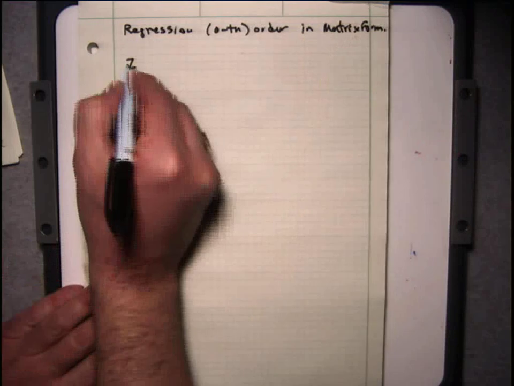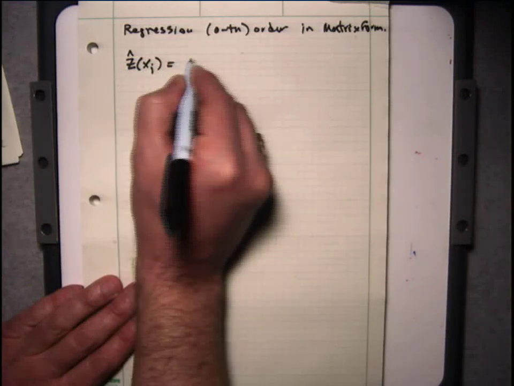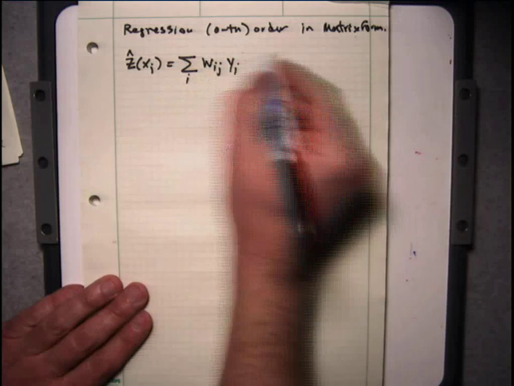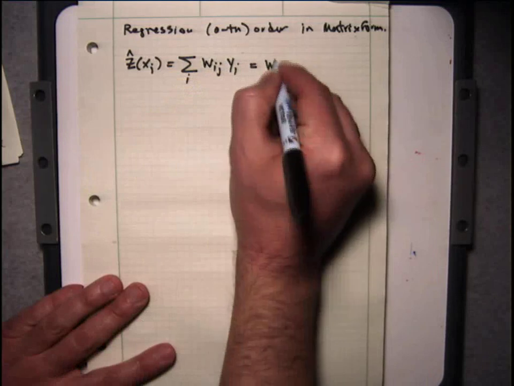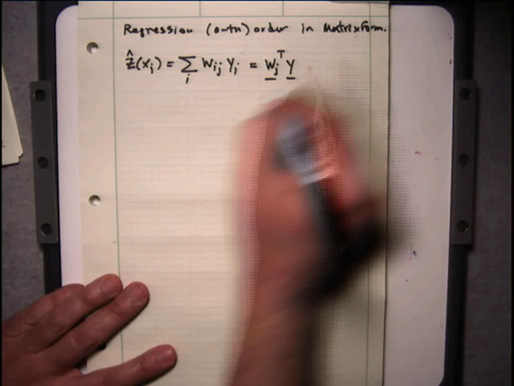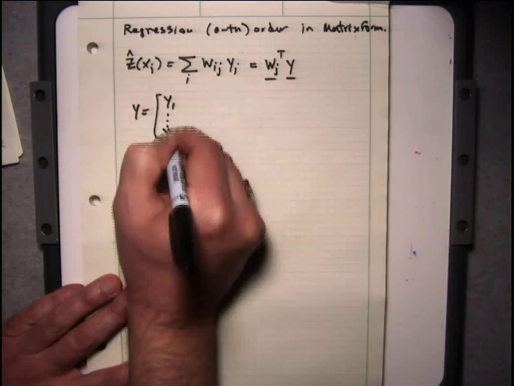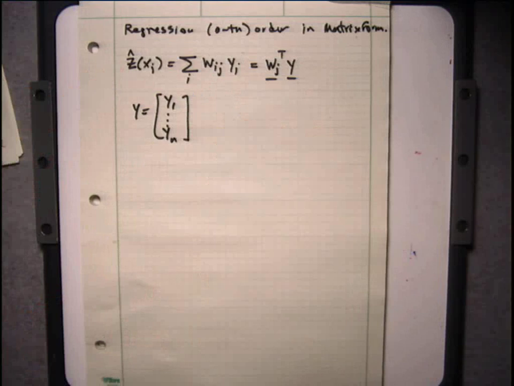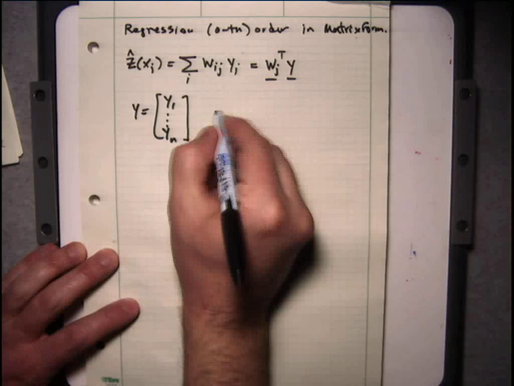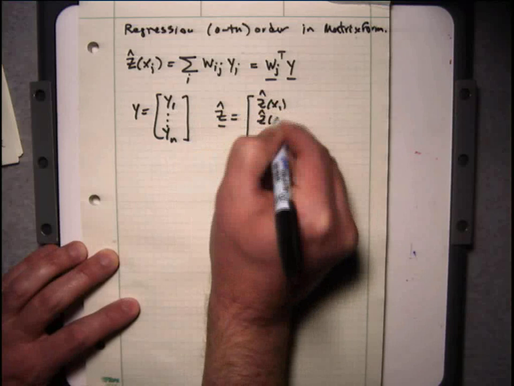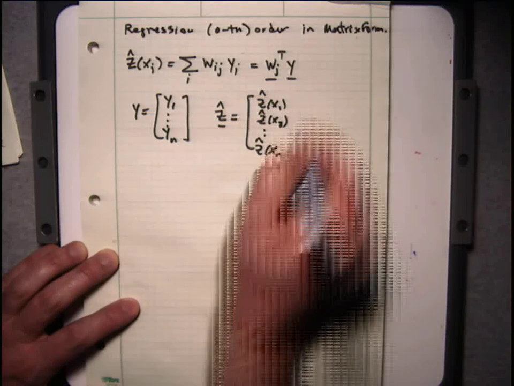So let's say z hat of x_j is the sum over i of w_ij y_i, and I'm not putting any superscript here because I'm doing zeroth order. I'm going to write this as a vector, w_j transpose times y, where y is y_1 through y_n. And now I'm going to take all the values of z hat that I've estimated at all the points and stack them into a vector. So z hat is z hat x_1, z hat x_2, through z hat x_n.